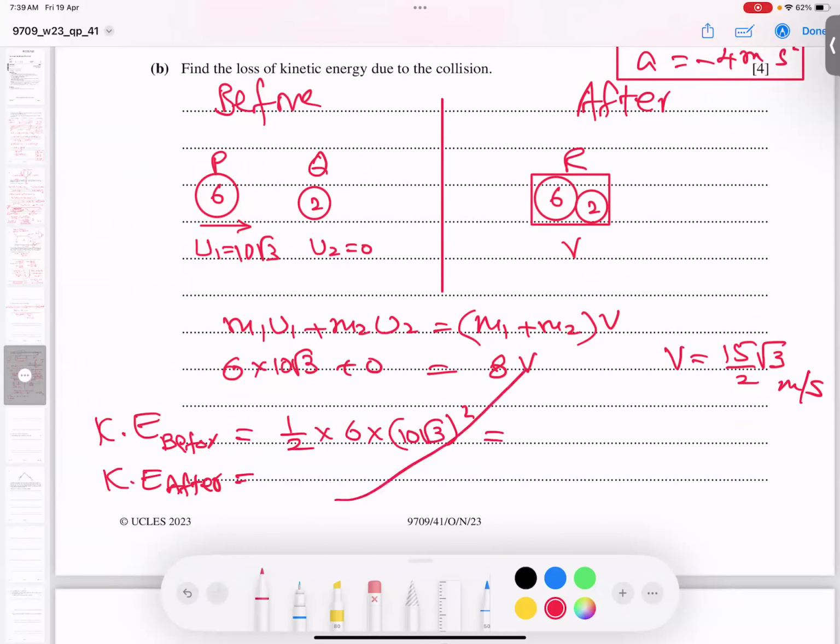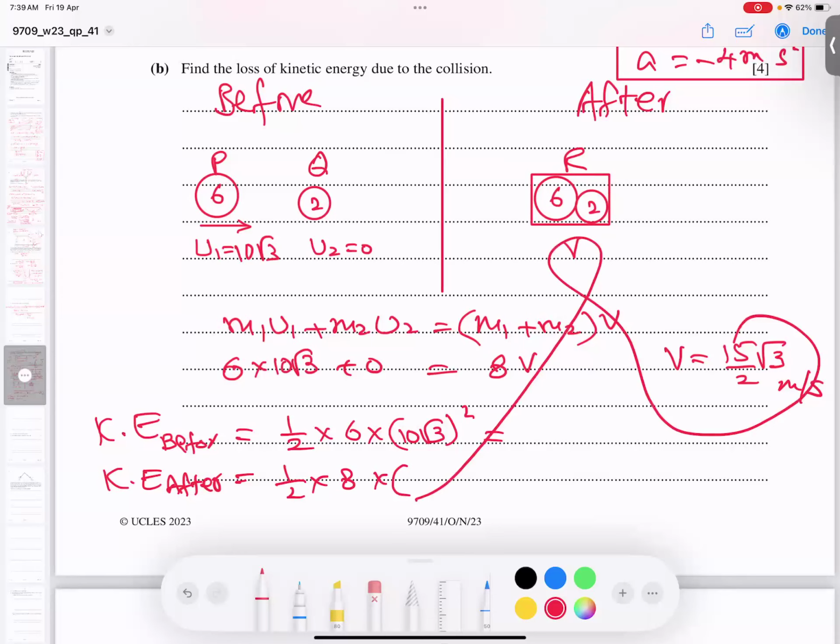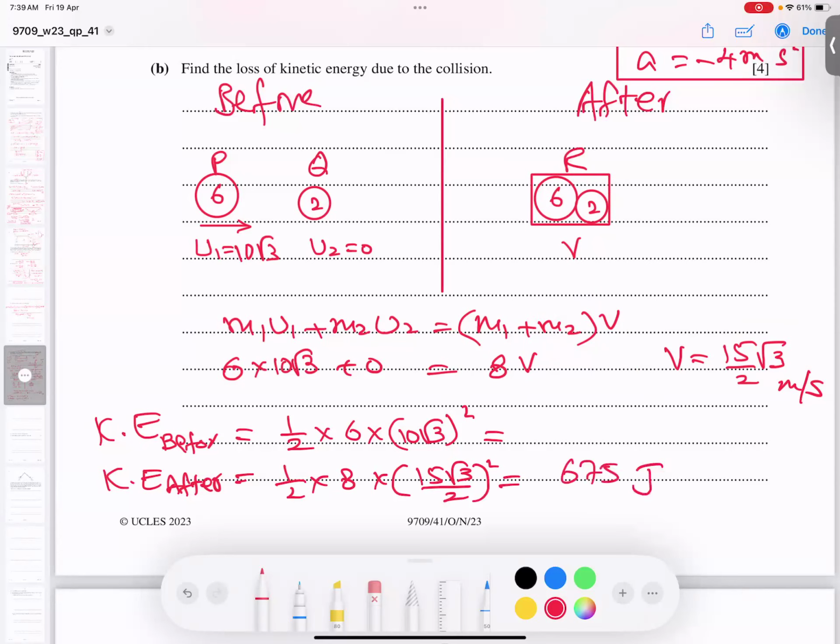Same story here, but because both are together behaving as the same particle, half into mass becomes 6 plus 2, 8. And the velocity, I just got it here, so this is behaving with a velocity of 15 root 3 by 2, squared. I'm finding both. So this into 4, I got 675 joules, the below one. The upper one is half times 3 times 100 times 3, which is giving us 900 joules.